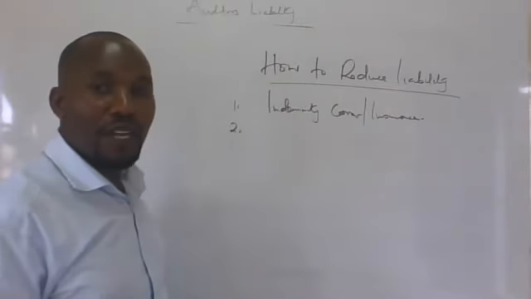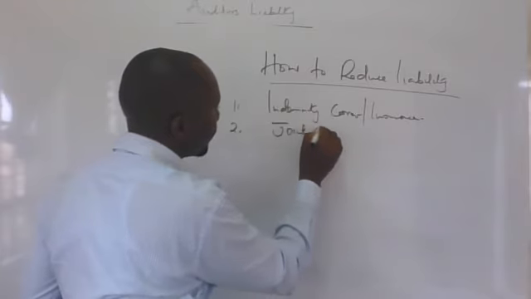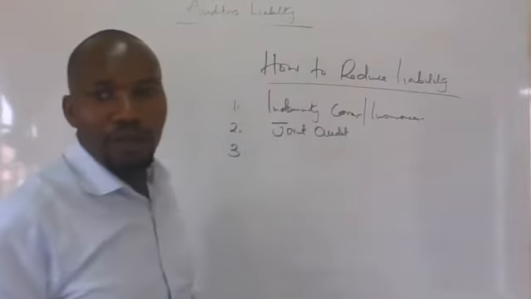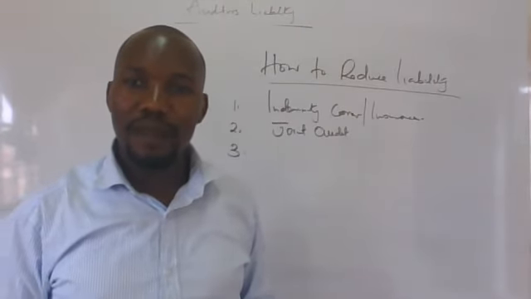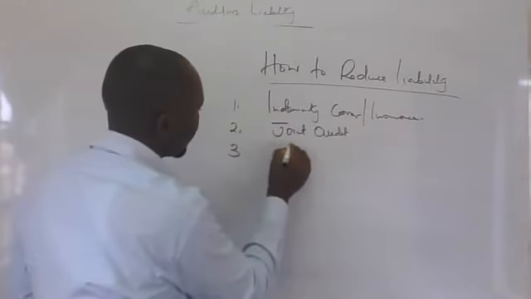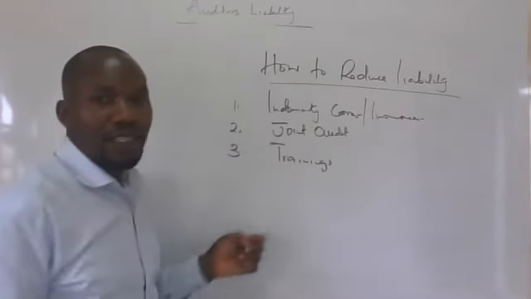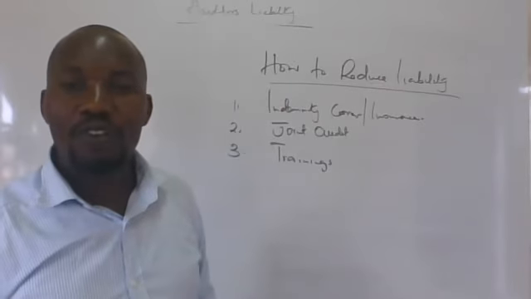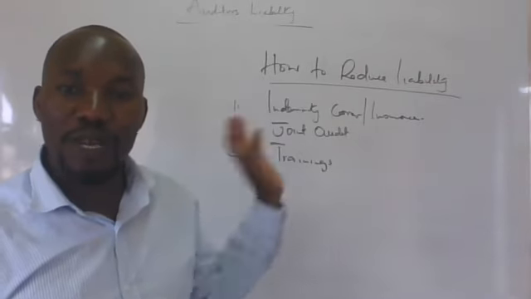Number two, you can do what is called joint audit. When you do the joint audit, you share risk. Number three, training. Some of the negligence that can make us be sued comes because we are not well trained, or because we are sending untrained or inexperienced staff. So we ensure that we train people very well.